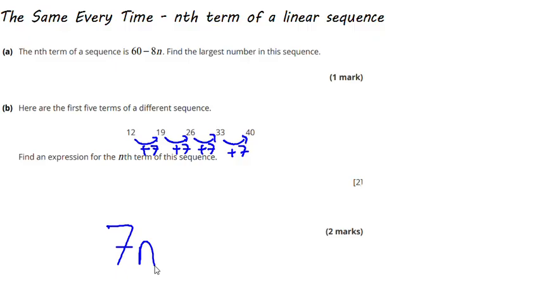So just 7n. And then the next thing we need to do, starting from the 12, we just go in the opposite direction. Instead of adding a 7, I take away a 7. So 12 minus 7, that's going to give me 5. That's a plus 5, positive 5. So my nth term formula for that particular sequence, 7n plus 5.